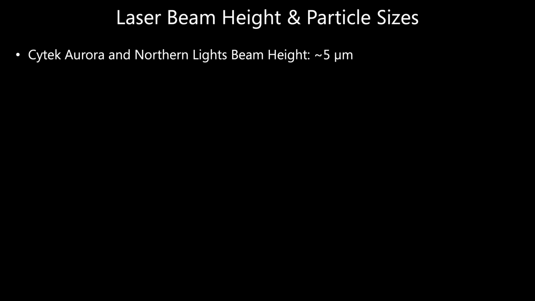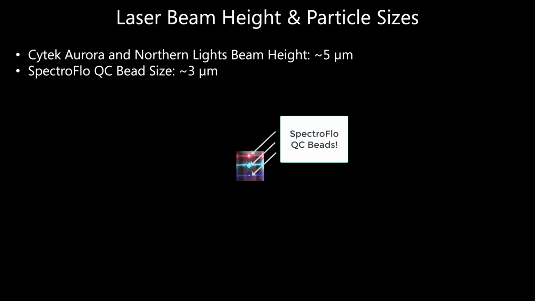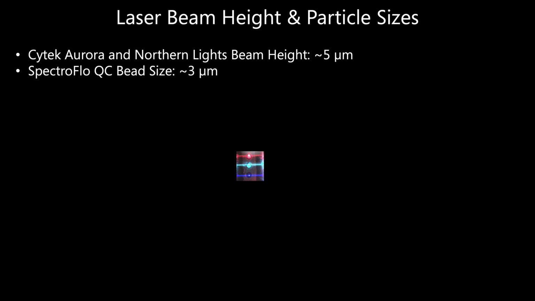The SpectroFlo QC bead that you run for daily QC is approximately 3 microns, so slightly smaller than the beam height. If you were to attach a telescope onto your cytometer and look down into the flow cell, this is what you'd see. The picture here is an image from a 3-laser Cytek Aurora. You can see there is a violet laser beam, a blue laser beam, and a red laser beam. The bright white spots that you're seeing in the middle are QC beads lighting up as they pass through the laser beam. So if you can imagine, you're sitting at the cytometer with your tube of QC beads loaded, and your sample is flowing up into the system, as shown here.